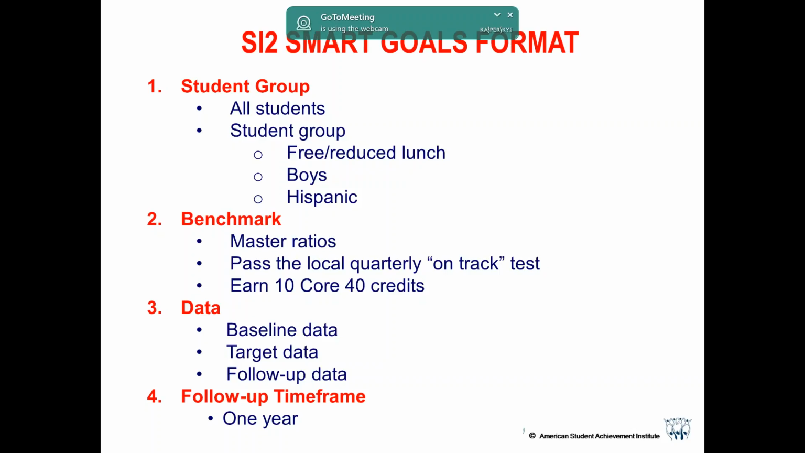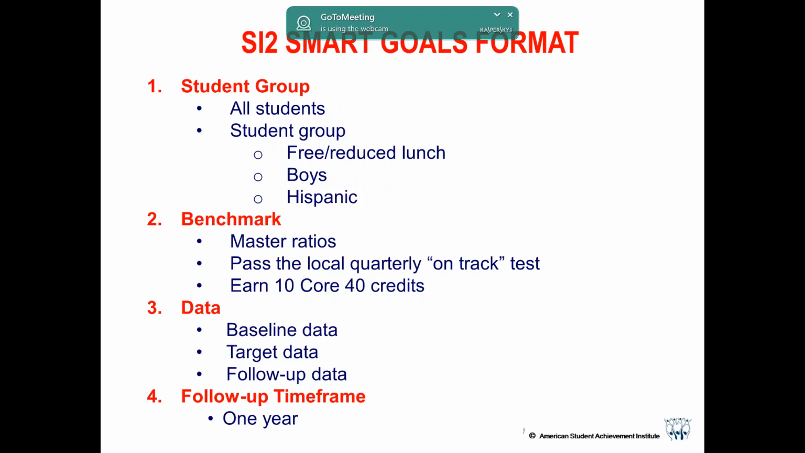Then the next question is, exactly what do you want those kids to do? That's the benchmark. We want them to master a standard. We want them to pass the local quarterly on-track test that we've developed and give to students every 2 weeks to see how they're doing. We are working on graduation as our PAI, so we want to check at the end of 9th grade. So our student group might be 9th graders, and we want to check how many Core 40 credits they have at the end of 9th grade. We're working on driving that data. So our benchmark is something that's measurable. It's academic based. It's not attendance, it's not discipline referrals, it's academic based, and it's measurable.